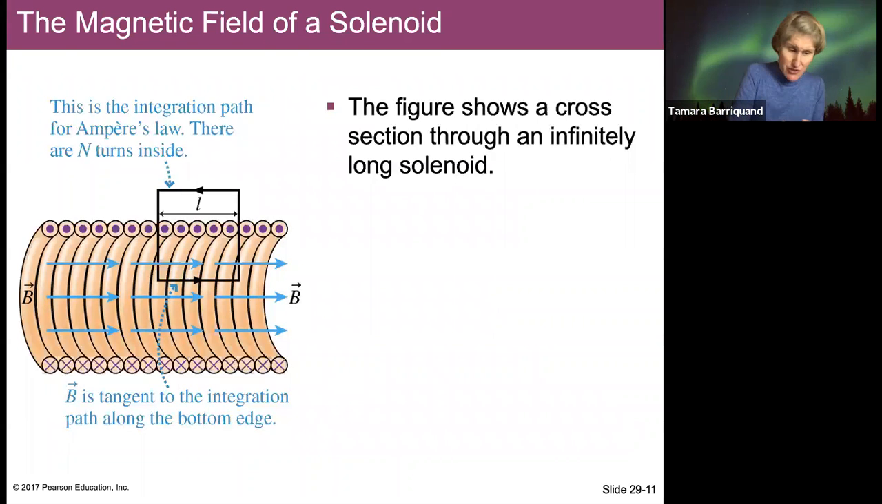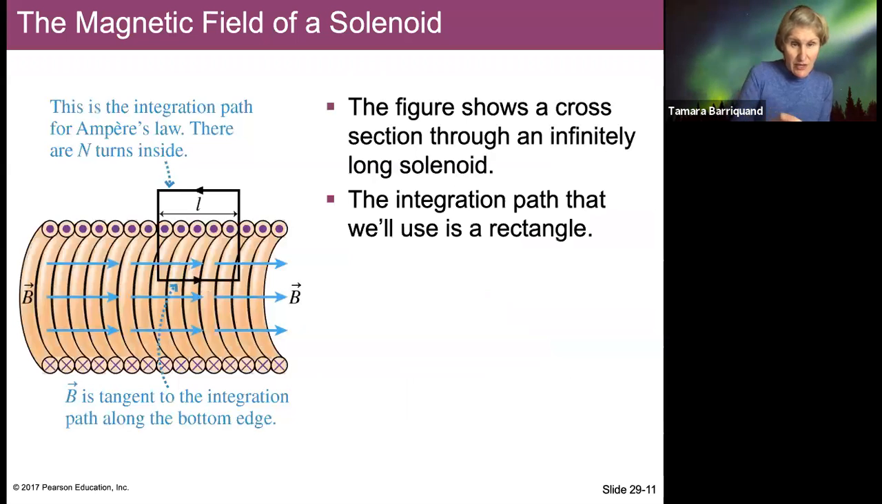Now, this figure shows a cross-section through an infinitely long solenoid. So here is our solenoid. It's infinitely long. We're just seeing a piece of it. And what we're going to do is have an integration path that we'll use to apply Ampere's law. That integration path will be this rectangle right here, this black rectangle that I'm tracing over right now.